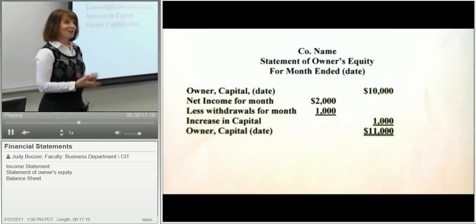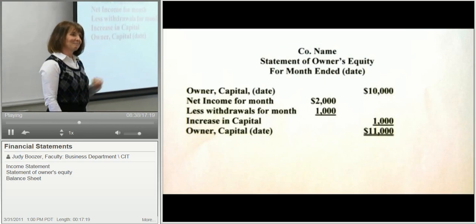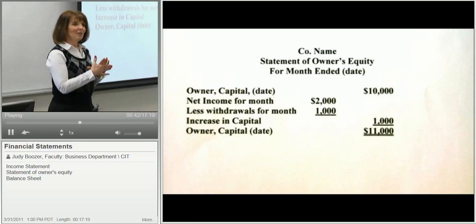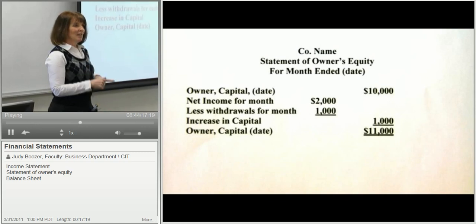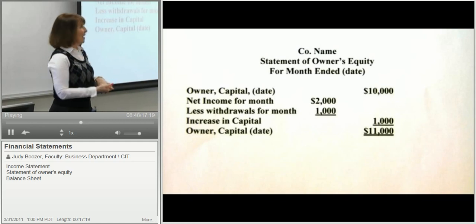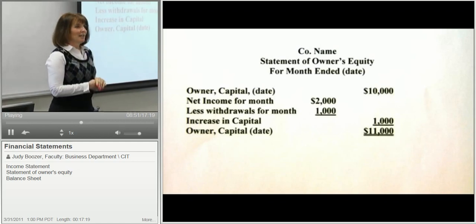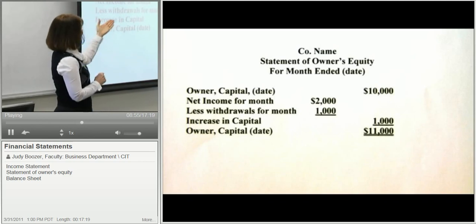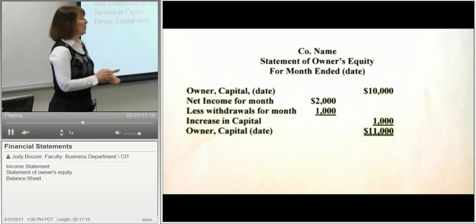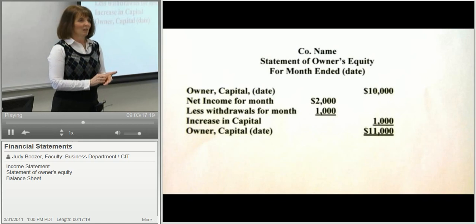Okay, here's another example, and notice the heading. Very similar to the last one. Company name on the first line, the name of the financial report on the second, statement of owner's equity, and the third line again includes the period of time this is for. If it's a month ended, you'd put for month ended June 30th, 2011. If it's for a quarter ended, you'd put for quarter ended March 31st, 2011, etc.